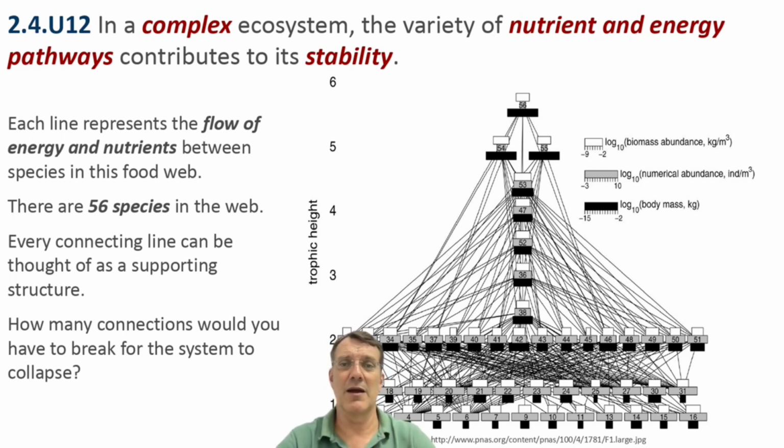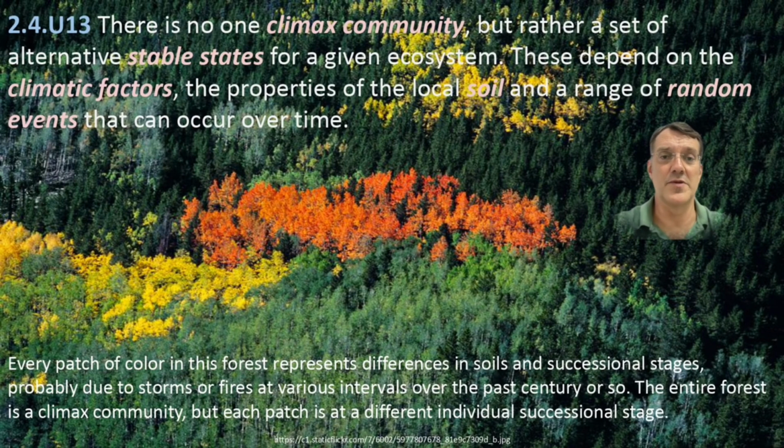This food web diagram shows 56 species with numerous connections between them. Each connecting line represents energy flow and can be thought of as a supporting structure. The more connections that exist, the more resilient the whole system becomes to disturbances. There is no single climax community, but rather a set of alternative stable states for a given ecosystem.